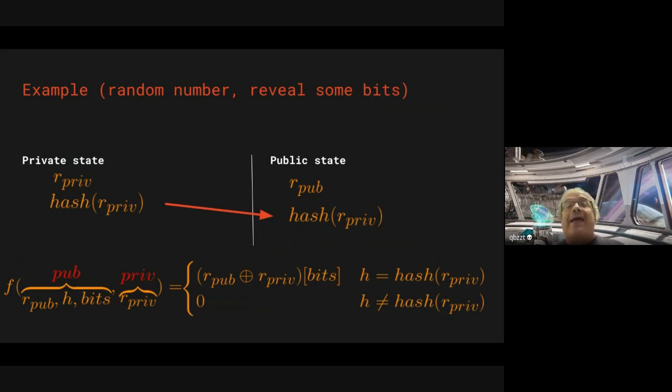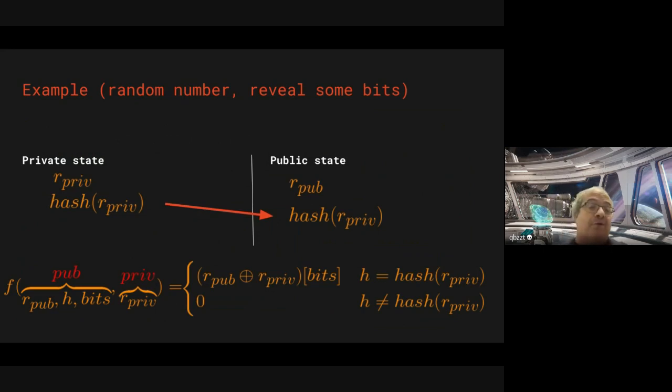And this function is supposed to make this calculation. If H is equal to the hash of rpriv, which remember our function knows, then it gives us the XOR of rpub and rpriv, so that neither side will be able to bias the result to be 0 or to be 1, and it gives us, of course, only the bits that we want. If H is not equal to the hash of rpriv, then it returns 0, because, come on, the user is doing something wrong.